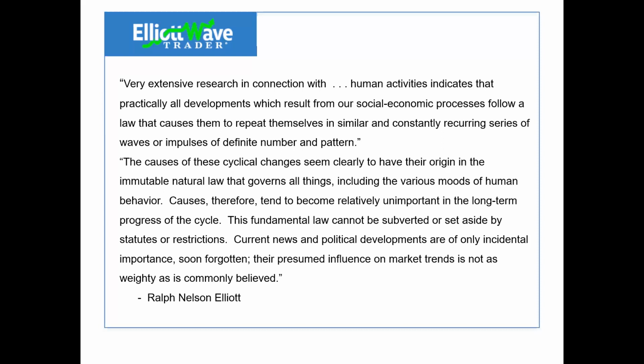Causes, therefore, tend to become relatively unimportant in the long-term progress of the cycle. This fundamental law cannot be subverted or set aside by statutes or restrictions. Current news and political developments are of only incidental importance. Soon forgotten, their presumed influence on market trends is not as weighty as is commonly believed.